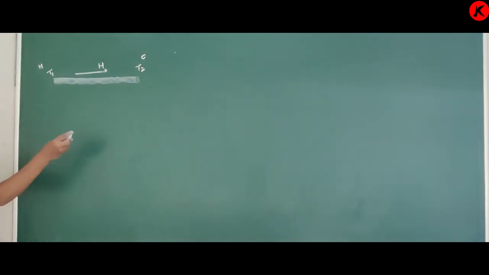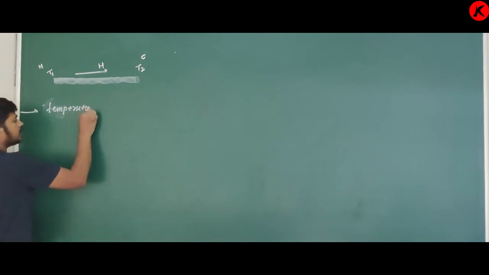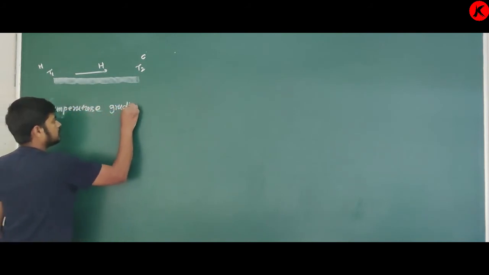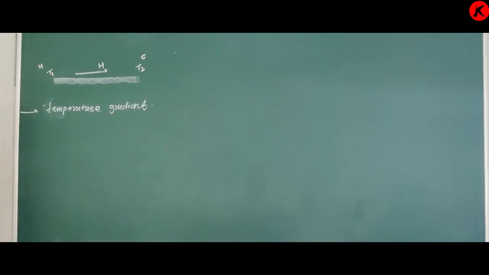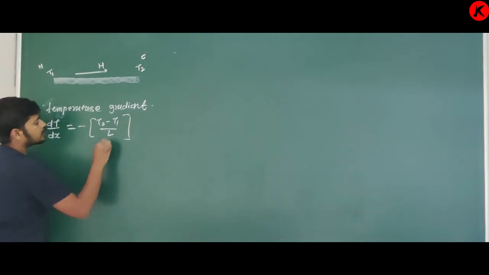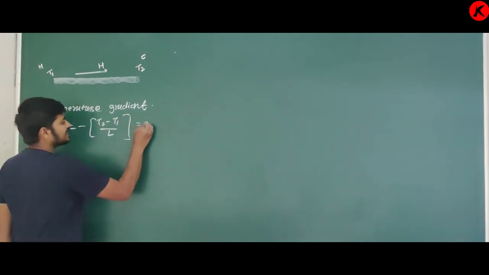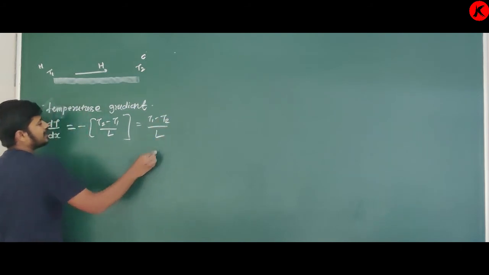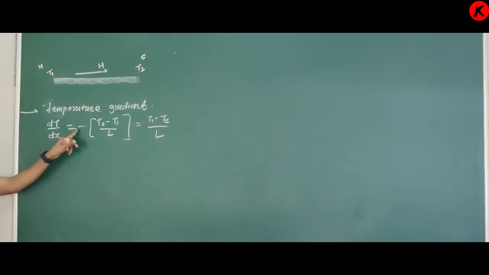One important quantity is temperature gradient. It is denoted by dT upon dx, and its equation is minus (T2 minus T1) upon L, or you can simply write it as (T1 minus T2) upon L. But why is there a minus term here? Okay, so what happens here?